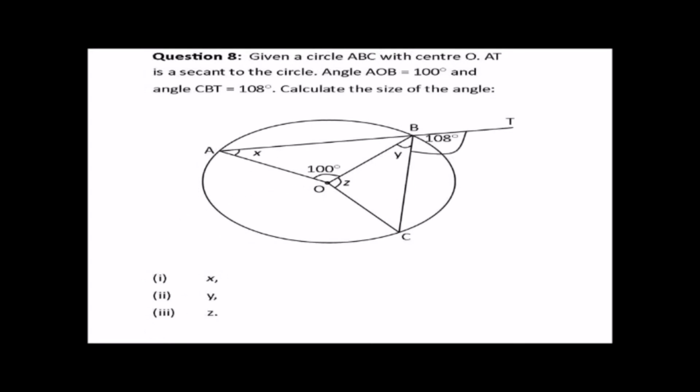Got it? Question 8. Given a circle ABC with center O, AT is the secant to the circle. Angle AOB is 100 degrees and angle CBT is 108 degrees. Calculate the size of the angle X, angle Y, and angle Z.